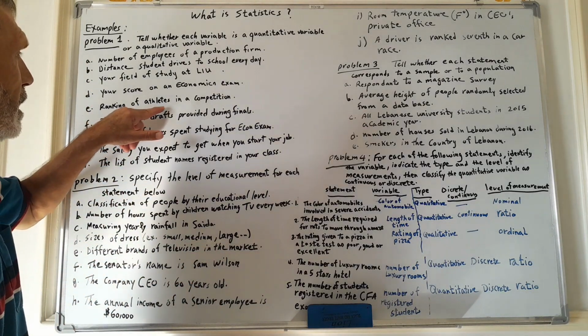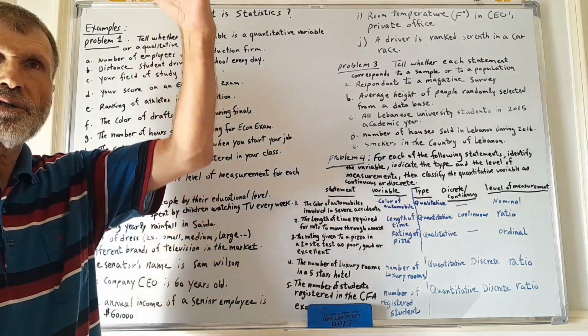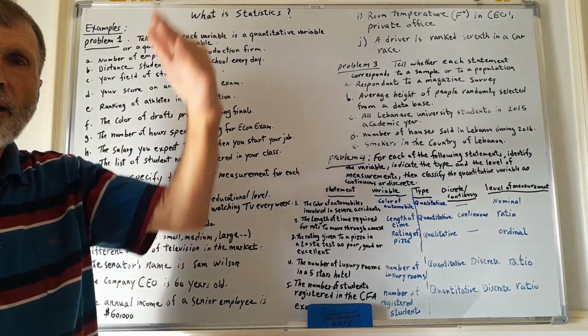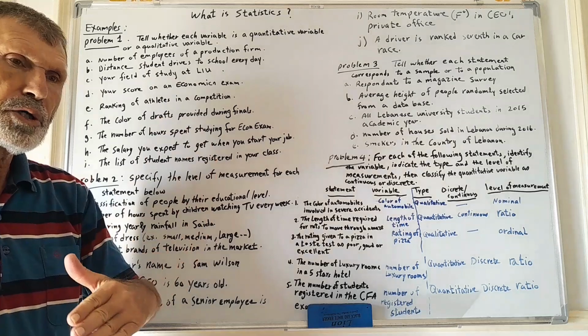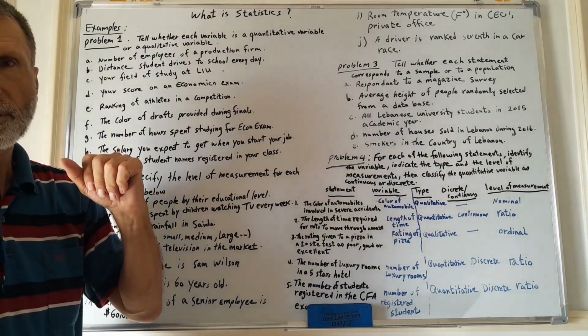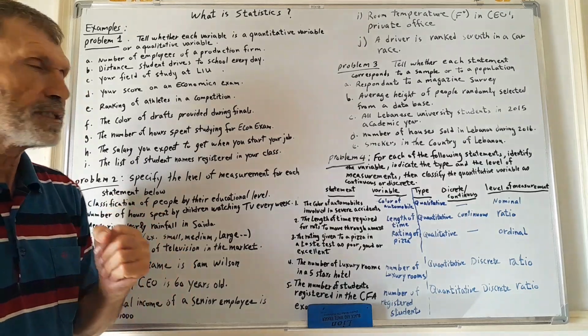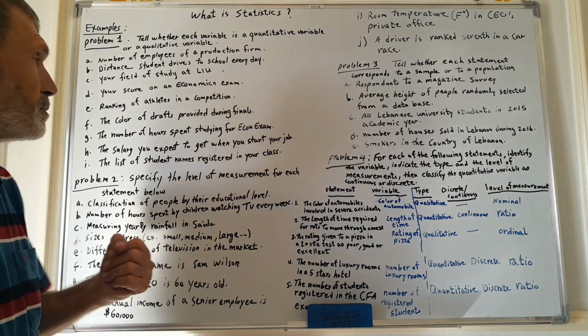Ranking of athletes in a competition. Ranking: first, second, third, fourth. So these are qualitative. Okay? Qualitative. Or superior, good, average, whatever. So these are qualitative because they give an attribute to the variable.